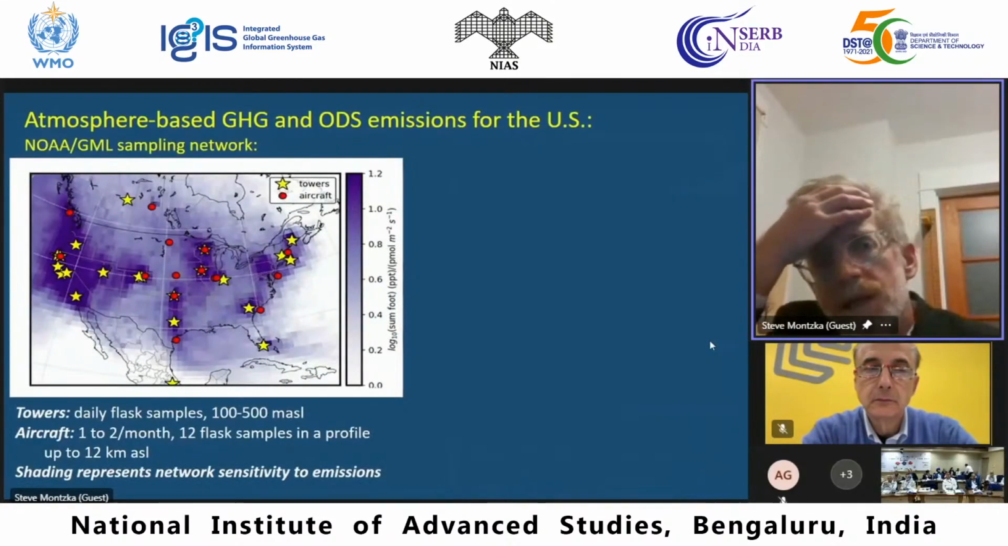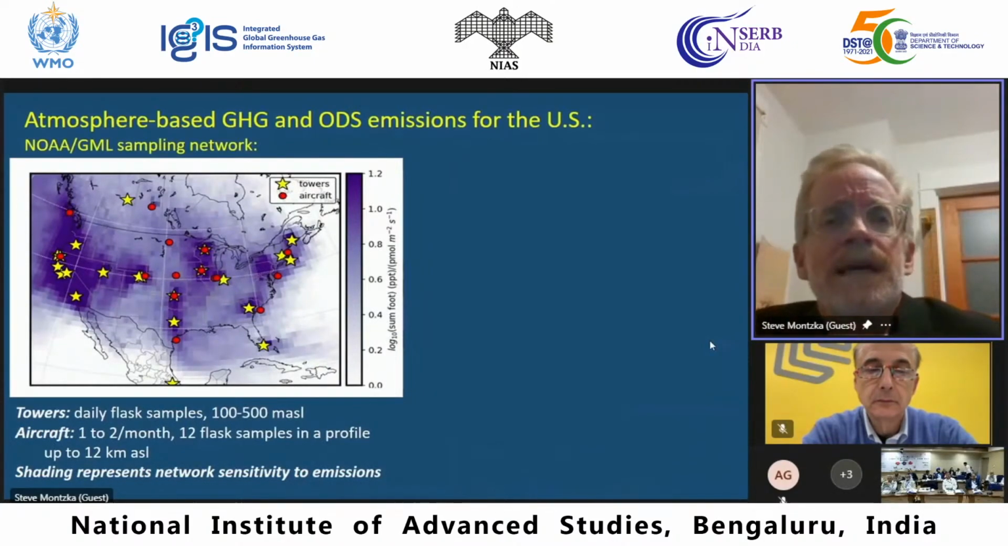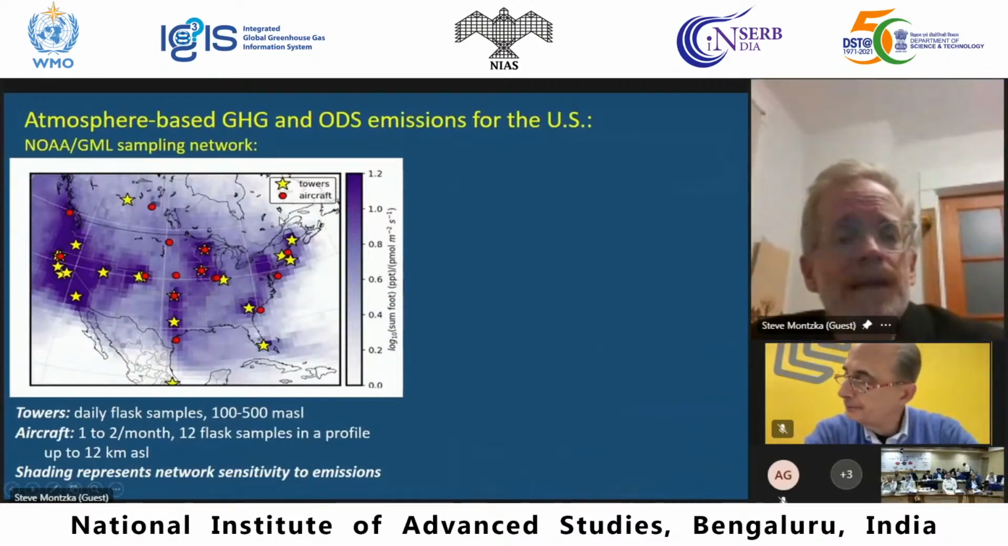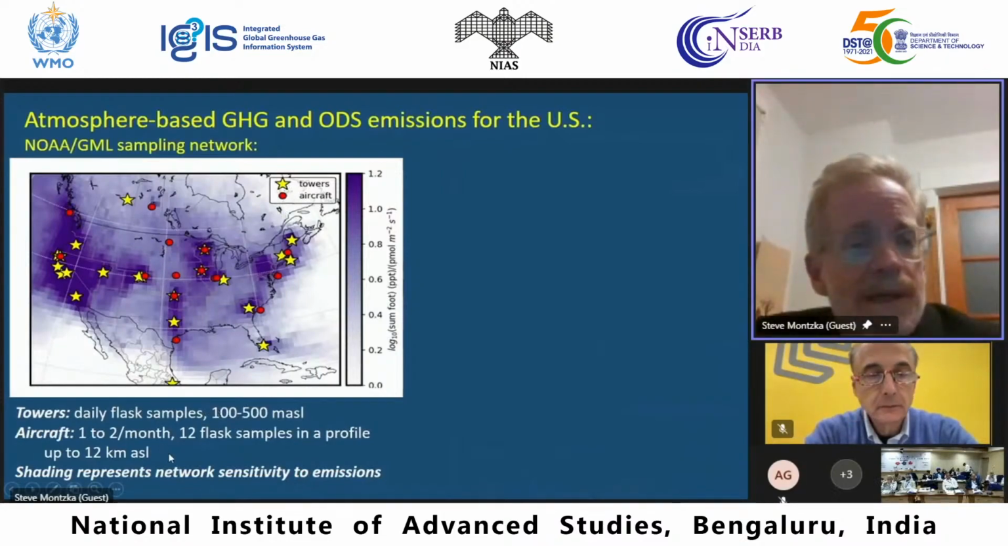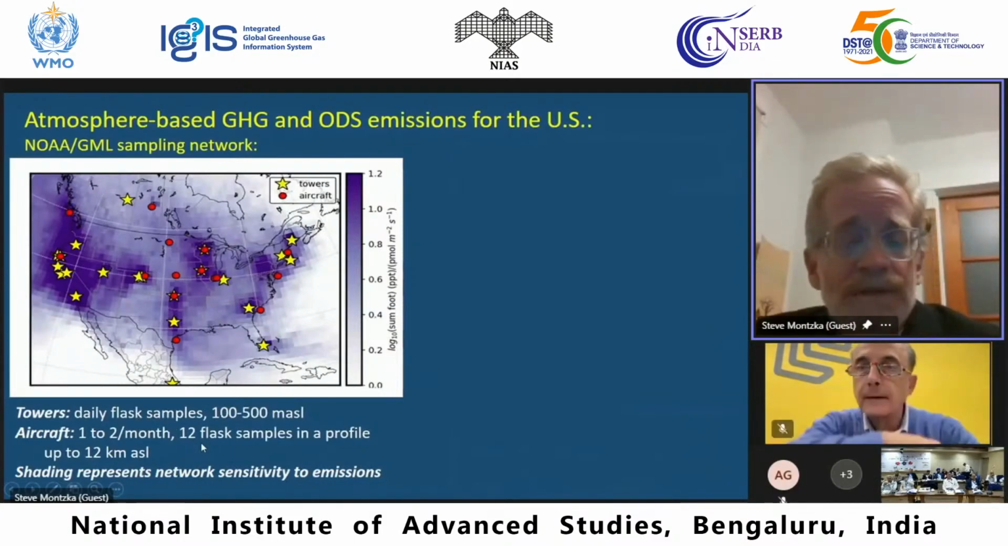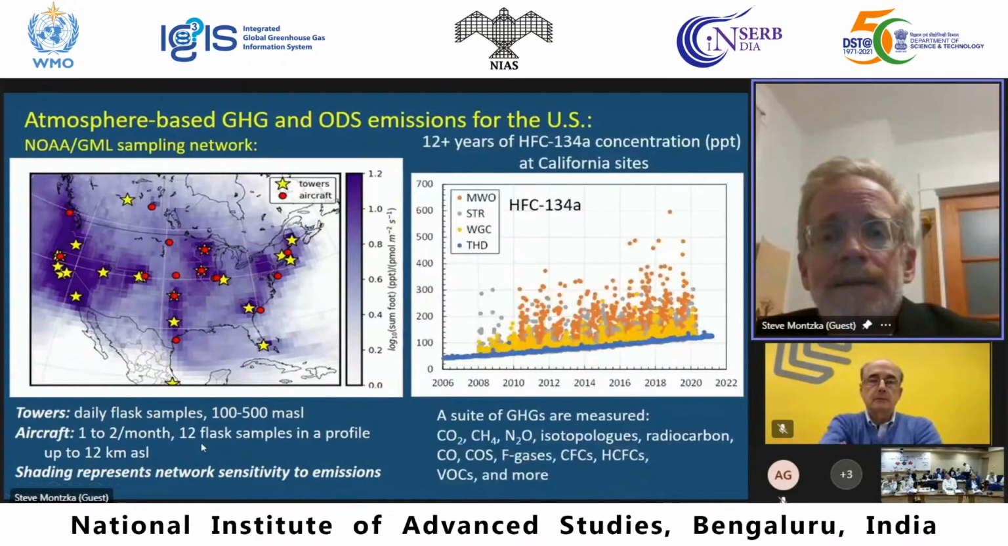So what does it look like in the U.S., this atmospheric-based greenhouse gas and ozone-depleting substance emission quantification? This is our network of sampling sites across the U.S. where we make measurements either from tall towers on a daily basis or less frequently from aircraft in a profile. Samples are collected, and measurements are made in our lab. They're collected mostly in flasks, where we measure 50 to 60 different chemicals in each sample.